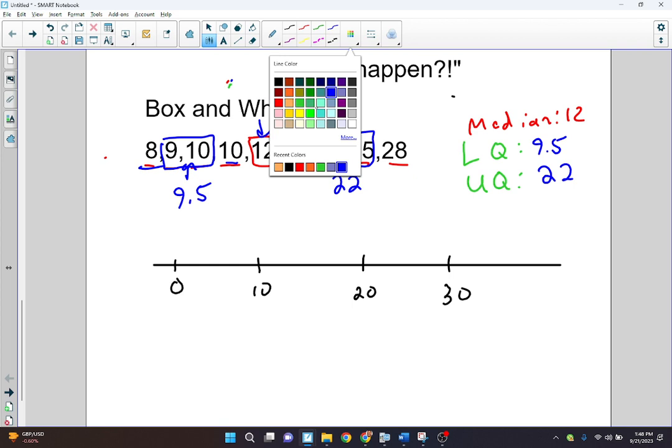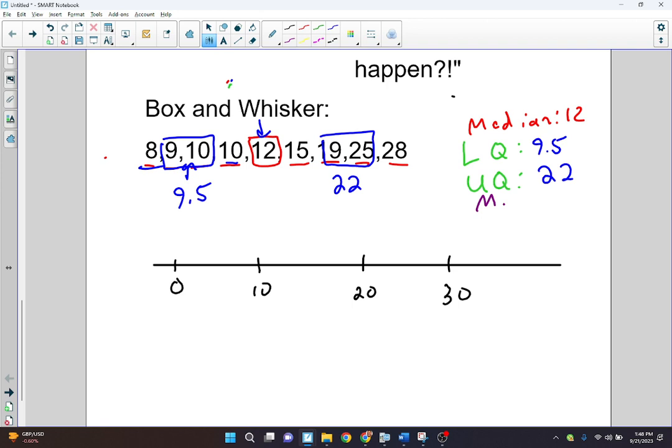And then the last thing we're going to get is the highest extreme and the lowest extreme, which is just the highest point and the lowest point. Upper extreme and lower extreme. So 28 is the max, or upper extreme. 8 is the min, or the lower extreme.